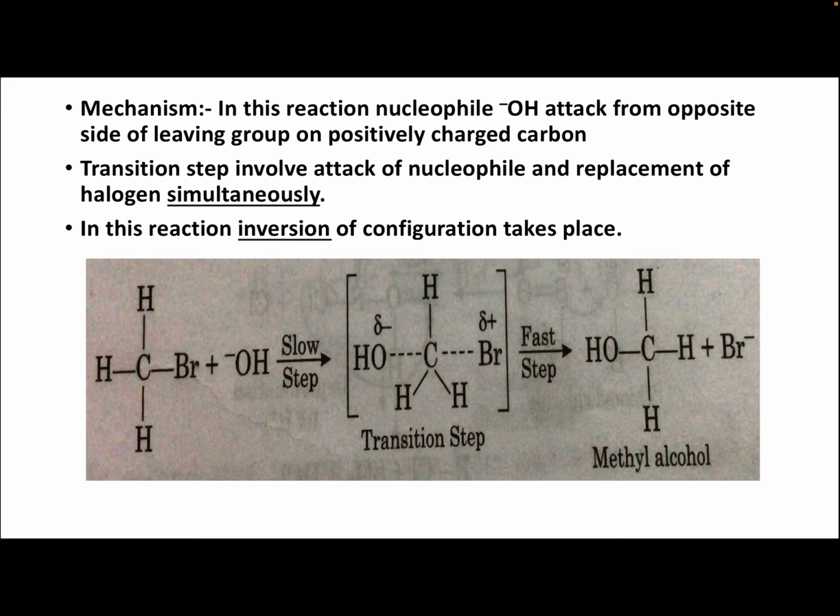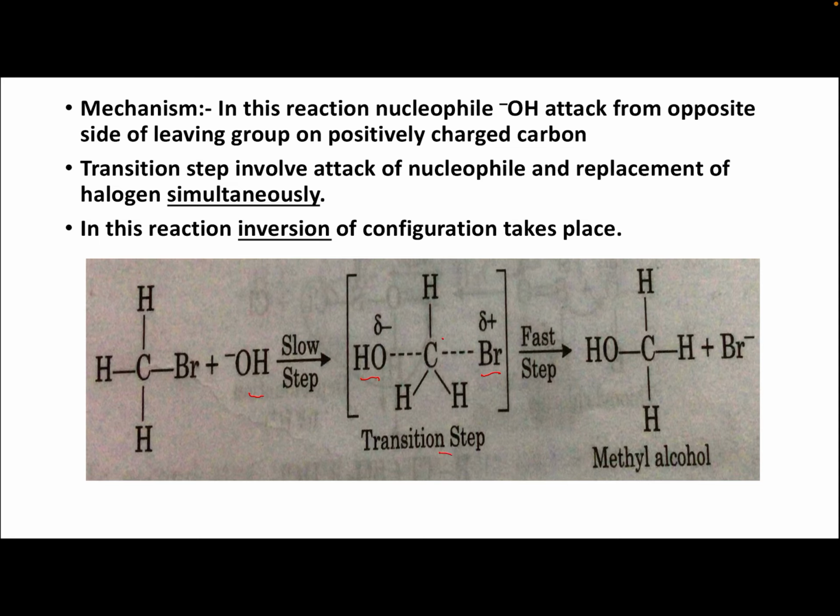In this reaction, the nucleophile OH minus attacks from the opposite side of the leaving group. So Br is the leaving group and it is attacking from the opposite side of the leaving group on the positively charged carbon. This carbon is positively charged and here it is attacking.